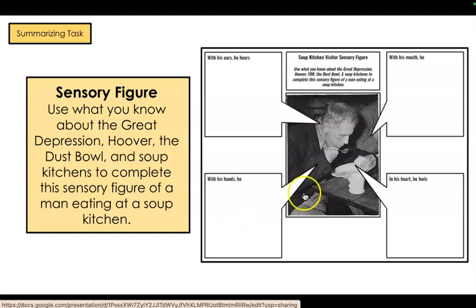With his hands, what do you think he is feeling right now? Look at him. Look at his clothes. What do you think he's feeling? With his mouth, he is blank. You fill in the box right here. And with his heart, he feels deep down as a man who obviously is unemployed and probably can't provide for his family. How do you think he feels?